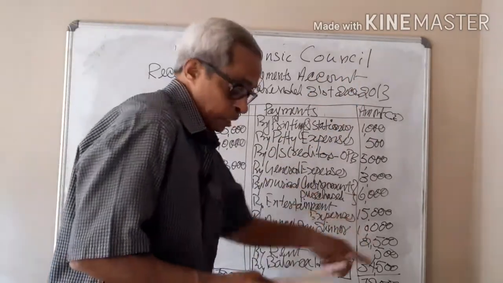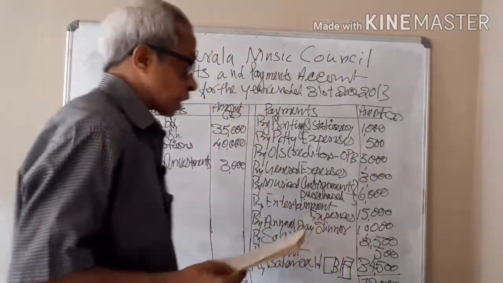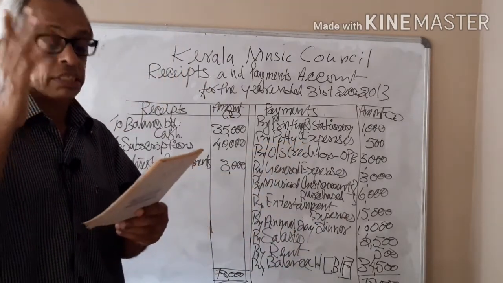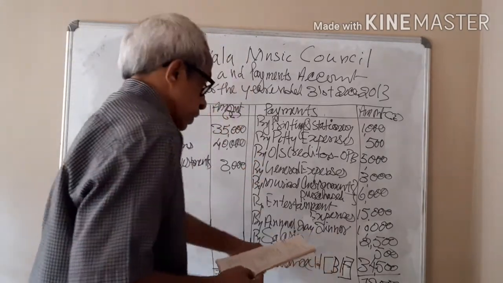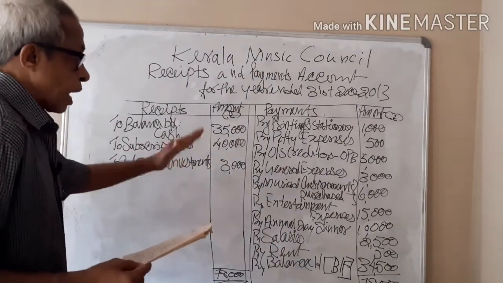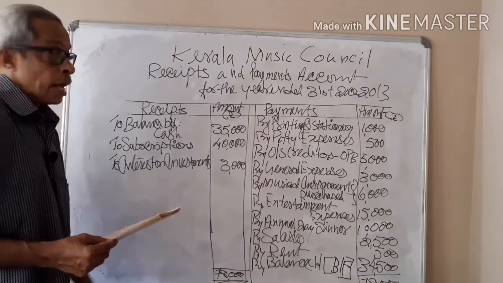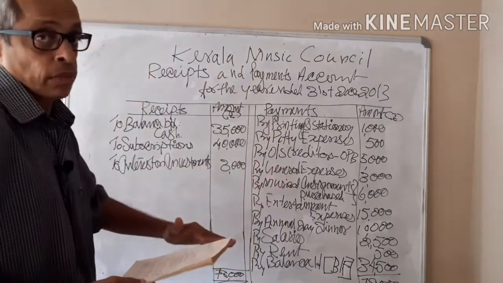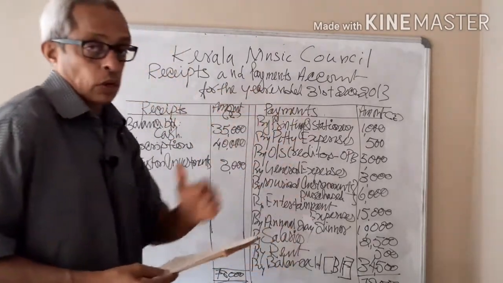Then entertainment expenses 15,000. Then annual day dinner, that is 10,000. Then salaries, the actual amount of salary paid during the year, is 2,500. Then rent is 500. Since we are not given the closing balance, the main aim of preparing the receipts and payments account is to find out the closing balance.